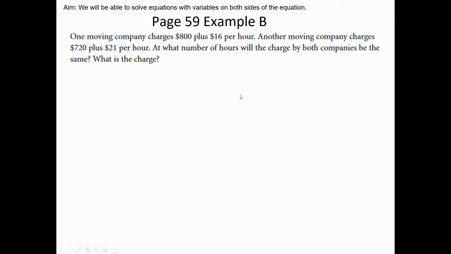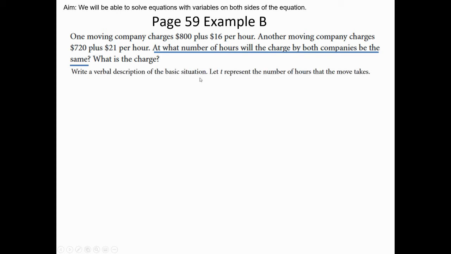So I'm noticing that we're asked at what number of hours will the charge by both companies be the same? That's our first question. And then of course we're asked, what is the charge? So when we create a way to represent this, let t represent the number of hours that the move takes, because our first question is what number of hours, right? Now, keep in mind that t is typically used for any time interval, not just hours, minutes, seconds.